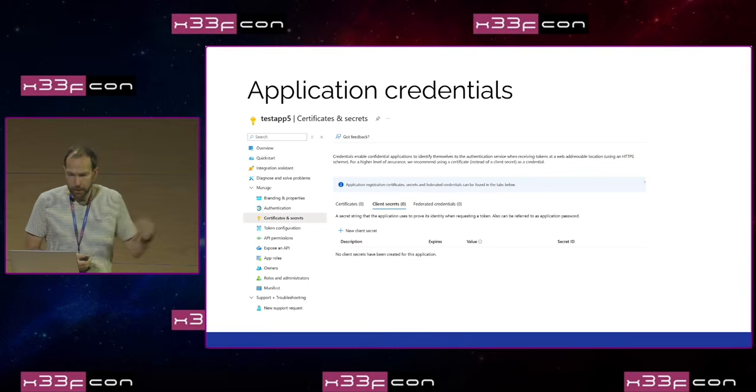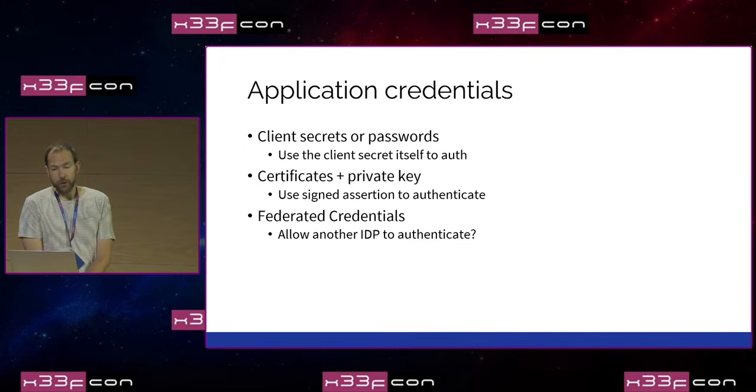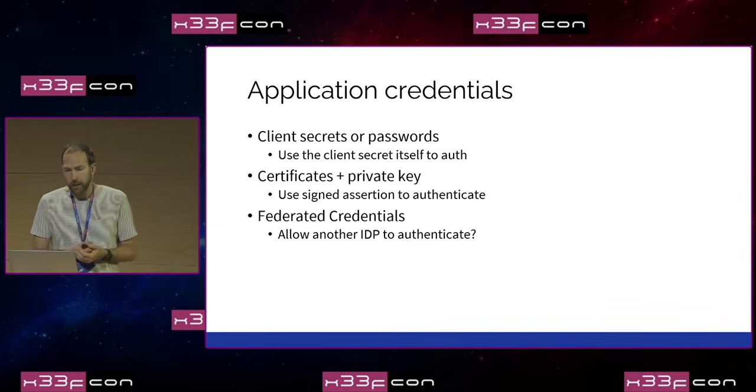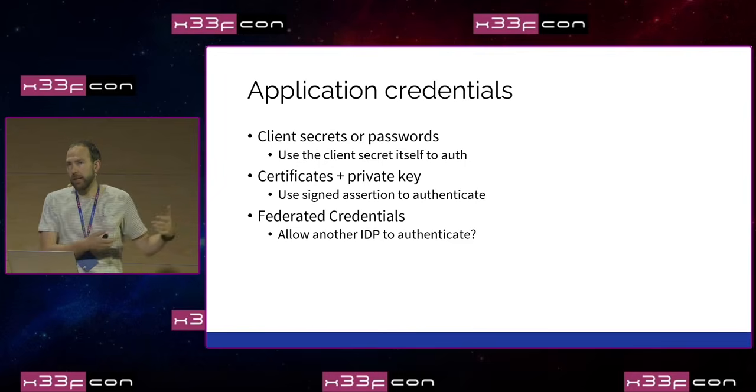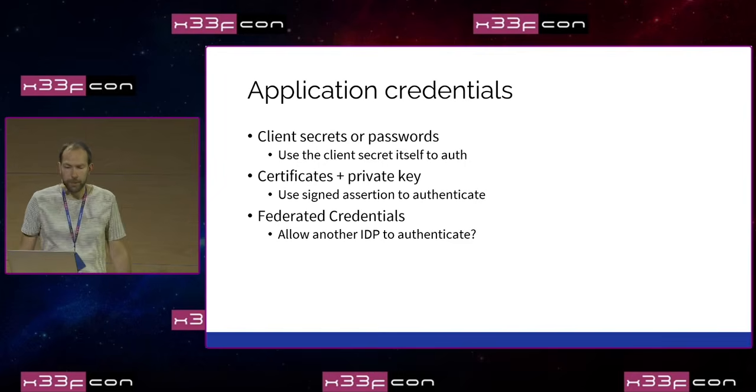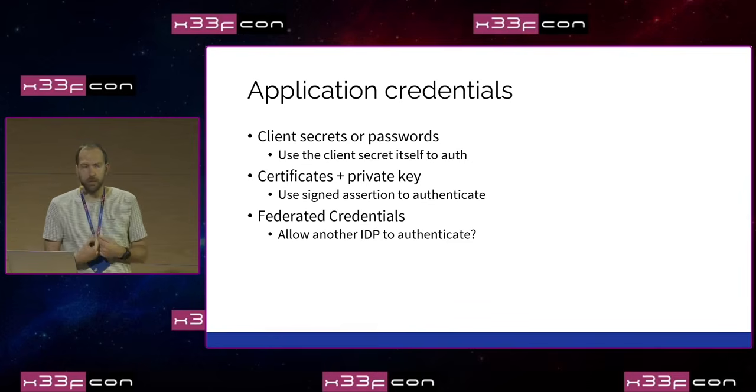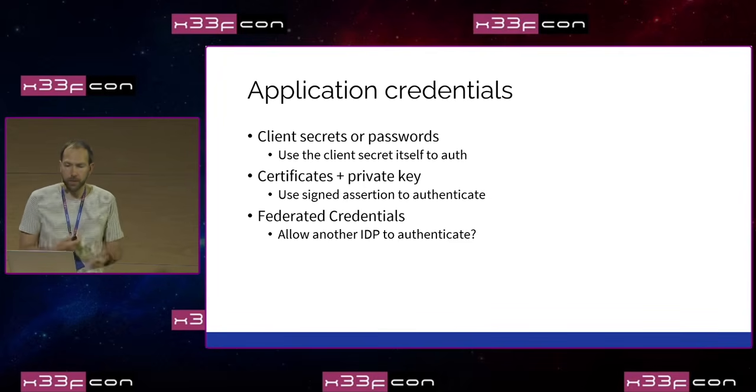And there's 3 possibilities. There's client secrets, there's certificates, and there's this federated credentials thing. Now, most of the time people use client secrets or certificates. That's what you see most commonly. With client secrets, you use the client secret itself to authenticate, which is like a password for the app. If you use certificates instead, then it's going to create a signed assertion that it uses to authenticate. So it's not using the private key directly itself to authenticate, but it's signing something.